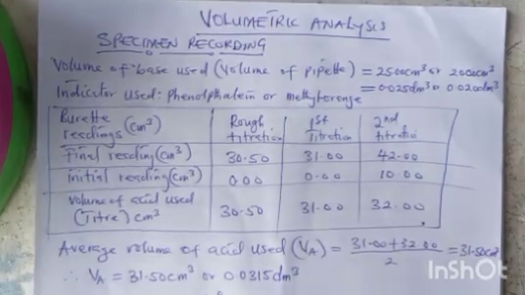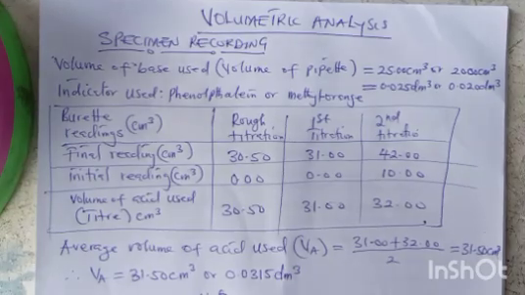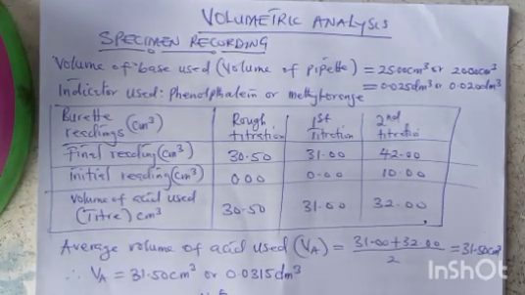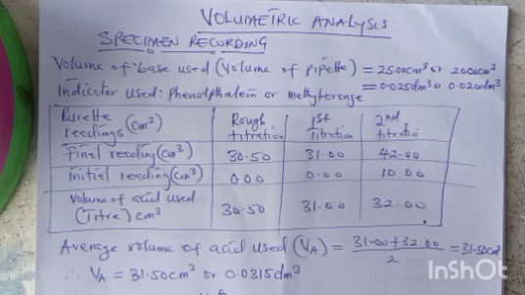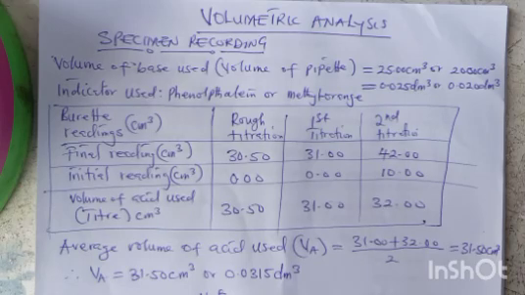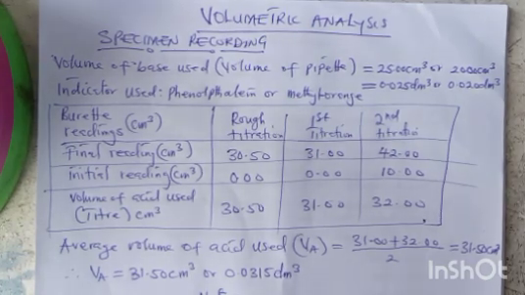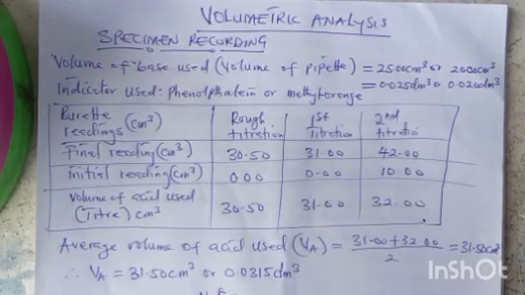Now, just like you can see from this specimen recording, after doing a titration you have to take notice of these things: the volume of the pipette used. I told you before that we have the 25 cubic centimetre pipette and the 20 cubic centimetre pipette, so you need to record the one you use. For the indicator used, we have so many indicators, so you have to specify the one you use, either methyl orange or the one given in the question.